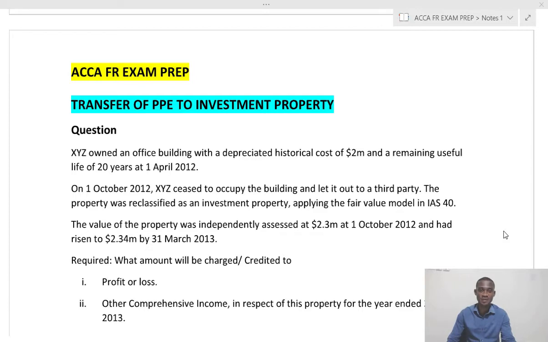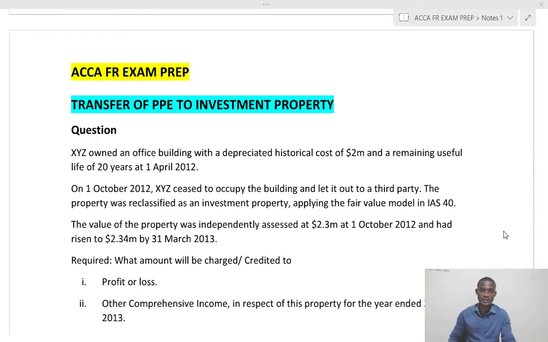In this video, I'll be taking you through how to account for transfer of asset which is under PPE to investment property. Essentially, we say there is a change in the use of the asset. So we want to look at how a transfer from PPE to investment property is accounted for.